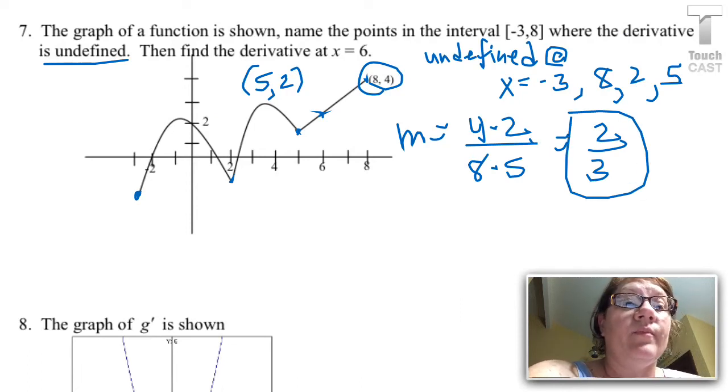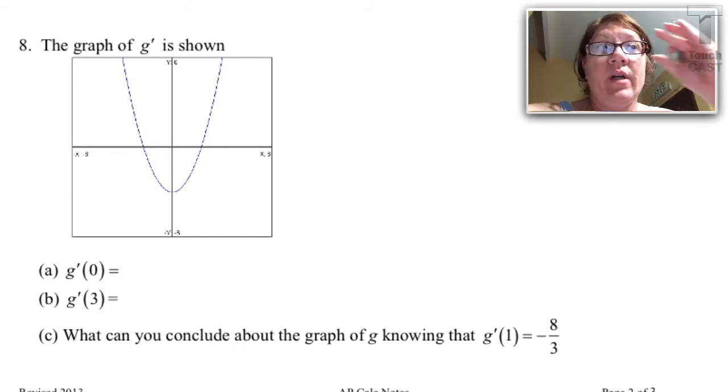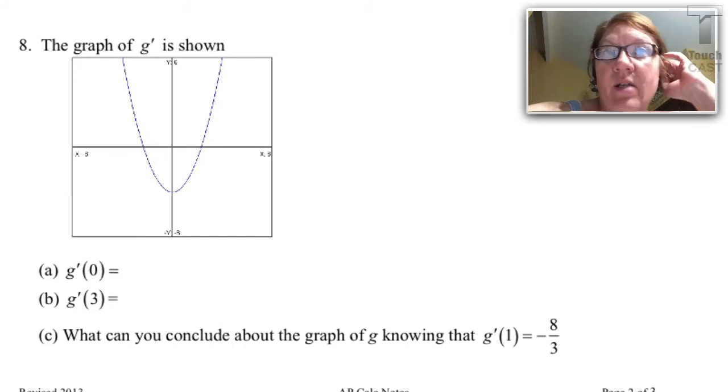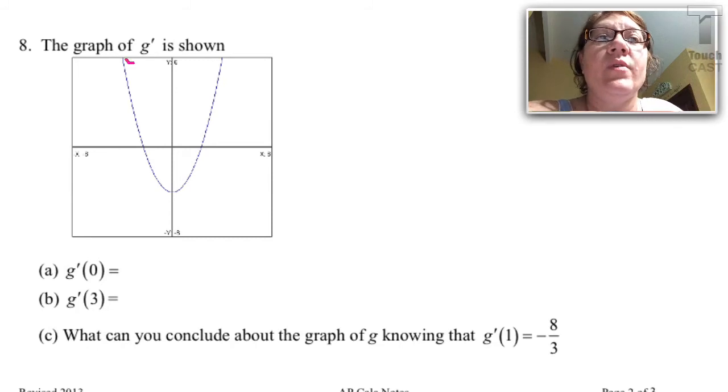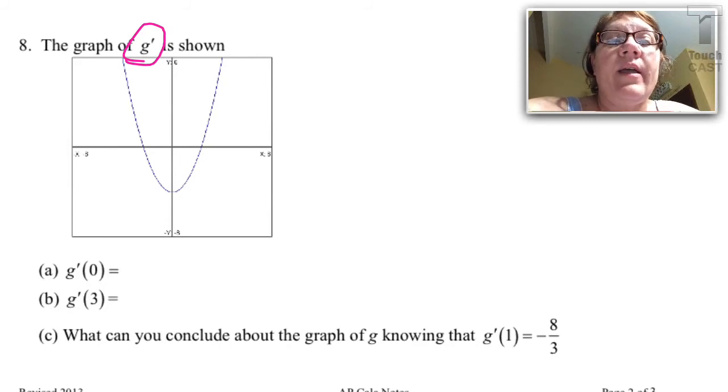So simple. So now's where we're going to start to mess with your head a little, and that you're going to start to see graphs that show slopes. So this is a graph of G prime. G prime is slopes. So when I look at A, it wants to know what G prime of 0 is. So of course my x value is 0, and this is the G prime graph. So I want to know what's the y value when G prime is taking an x value of 0.